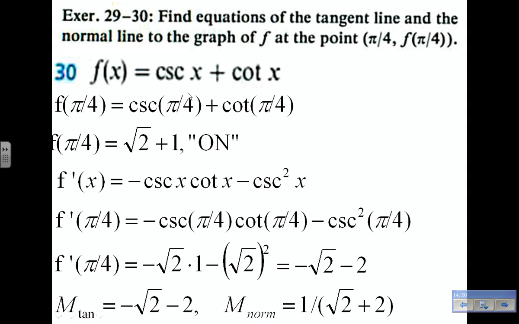So I got both slopes. I've got the same x and y value for both lines. I'm ready to write two equations. Okay? On the test and on the quiz, you have to keep straight what's the normal, what's the tangent line. You have to keep that straight. We're still trying to find the two equations of the two lines.